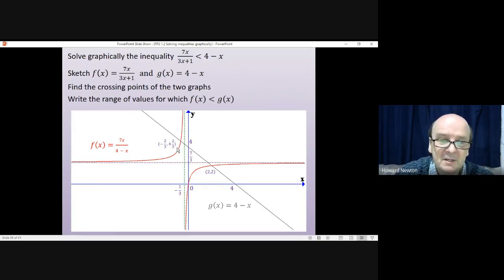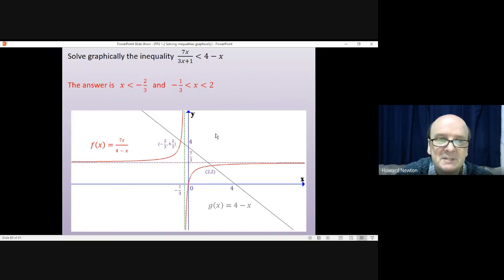Well, that's when the red curve is beneath the grey straight line. So it's underneath it, it's less than it, all the way up to this crossing point, all the way up to minus 2/3. And then it's less than it again once you get beyond minus 1/3 and head up towards 2. So there's two ranges, up to minus 2/3 and between minus 1/3 and 2. The red curve is underneath the grey straight line. So we'll write down the answer, and that is it.